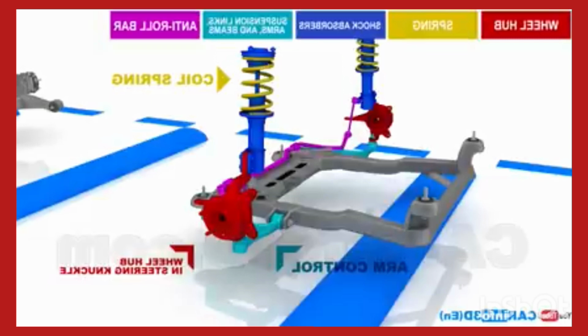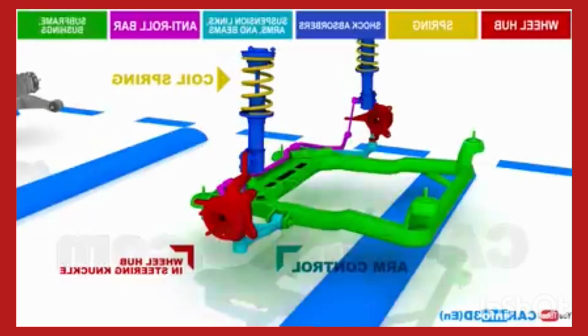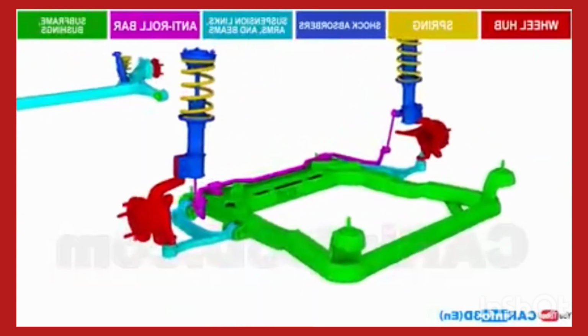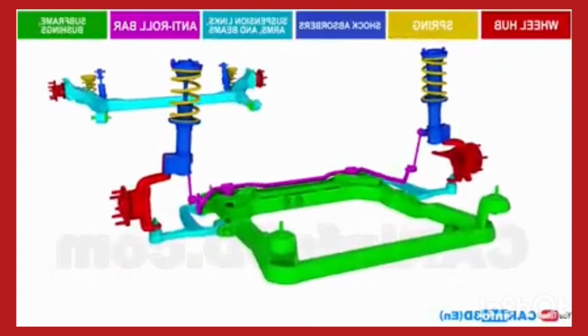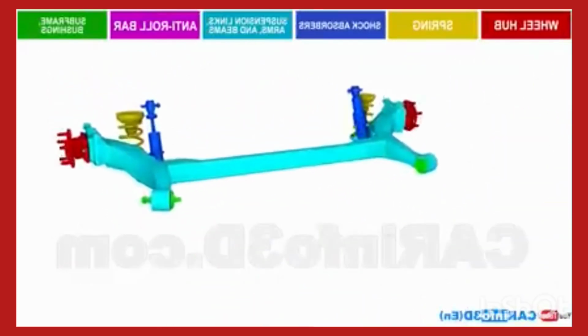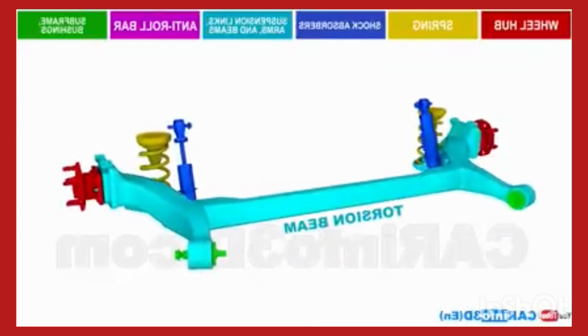The anti-roll bar. The subframe and bushings. The front axle of the suspension system uses McPherson struts, which are very popular among car manufacturers. On the rear axle, we can see a semi-independent suspension with a torsion bar.